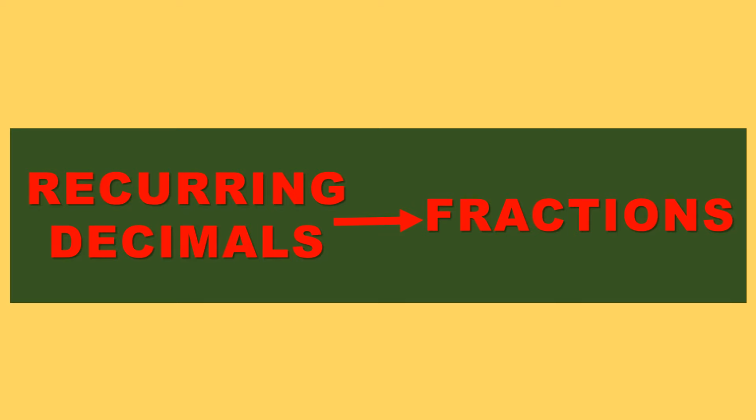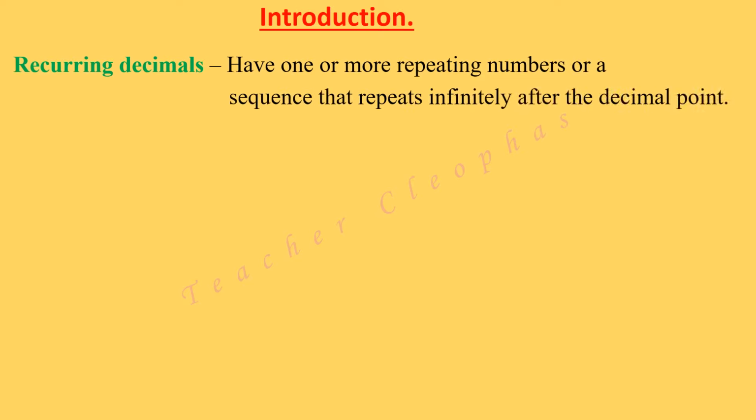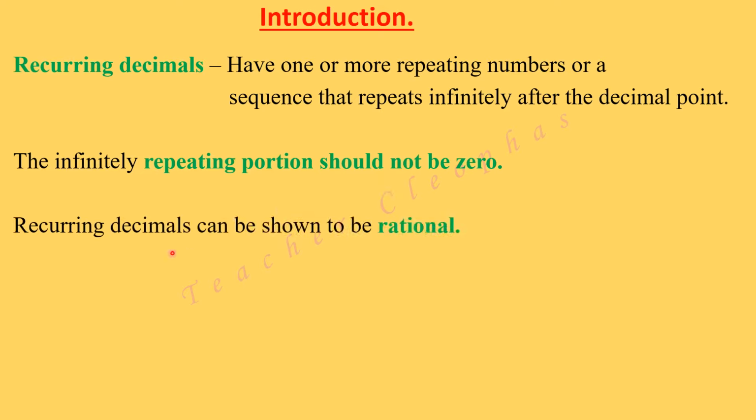In this lesson, we are going to discuss how to convert recurring decimals into fractions. Recurring decimals have one or more repeating numbers or a sequence that repeats infinitely after the decimal point. The infinitely repeating portion should not be 0. Recurring decimals can be shown to be rational.